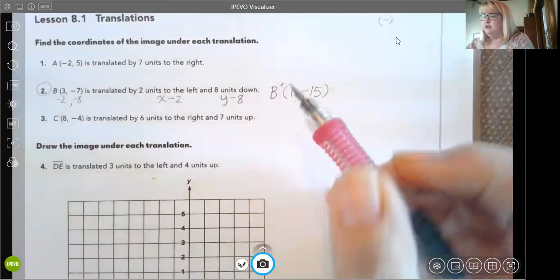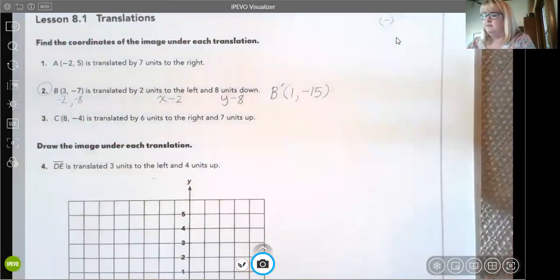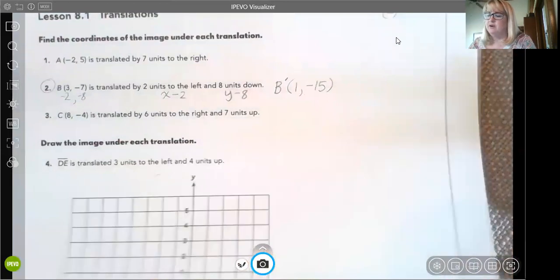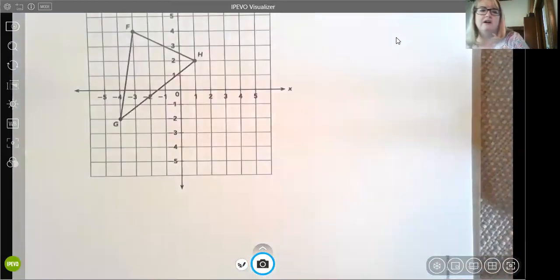All right, let's look at another one. I think if we do several of these, you will get a feel for how it's working. We are going to look at page 24, number 5.